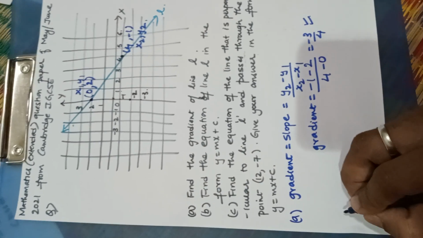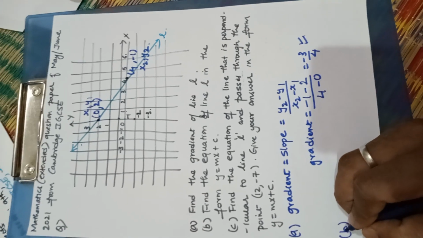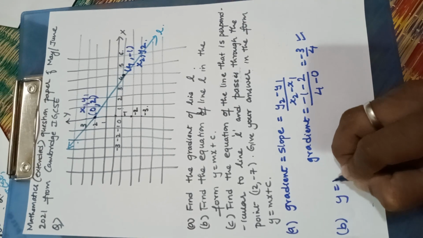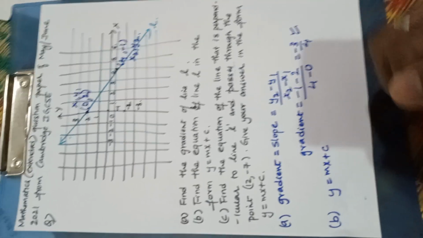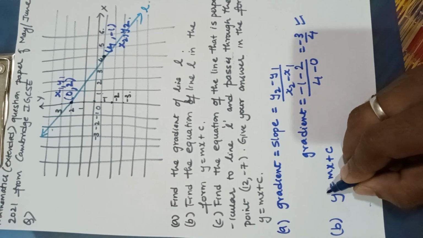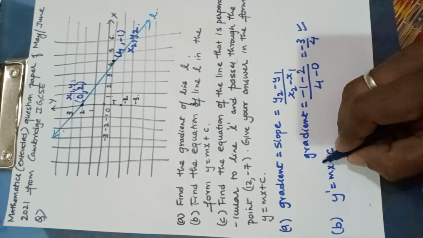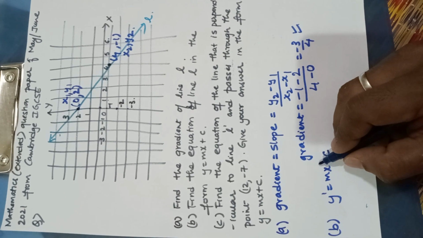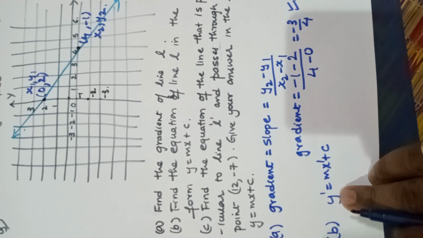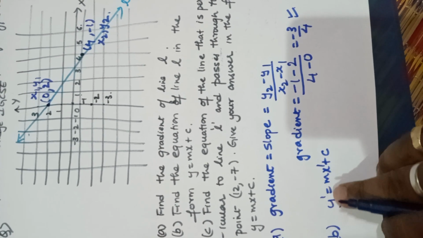Now what is the second sub question? Question B. It says we need to find the equation of the line L in the form y is equal to mx plus c. If you look carefully at this equation, you can say that the degree of y is 1, and the degree of x is 1. So this is a linear equation in two variables, x and y.